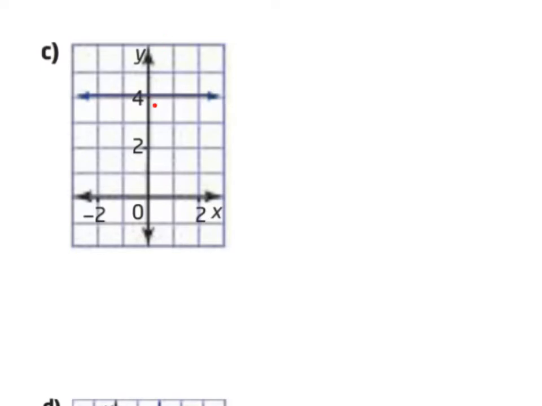So here is my y-axis running vertically, and I can see that this blue horizontal line is crossing the y-axis at a value of +4. So my b value is going to be 4. The next thing we need to do is calculate the slope.